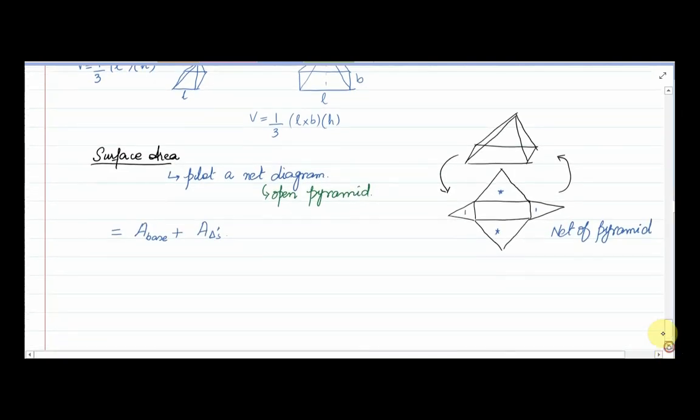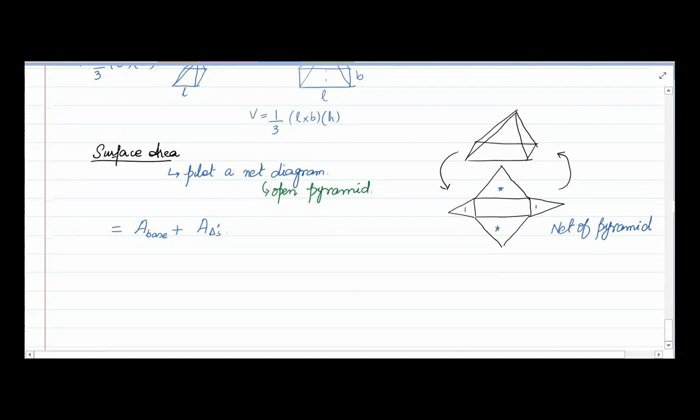After that, the surface area part, in which you need to draw the net of the pyramid first, right? And what is the net of a pyramid? It's basically the open form of the pyramid. If you open your pyramid, it will look like this. So now we are going to attempt some of the questions.